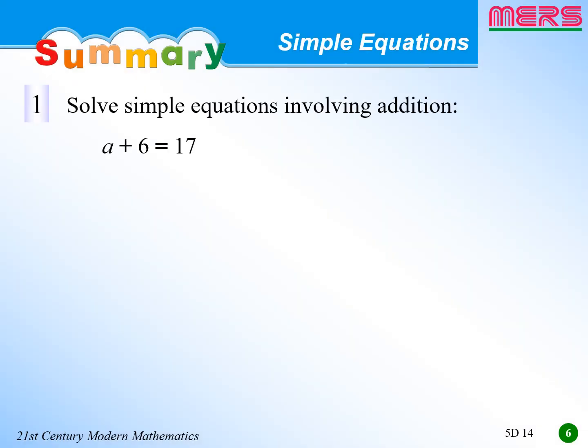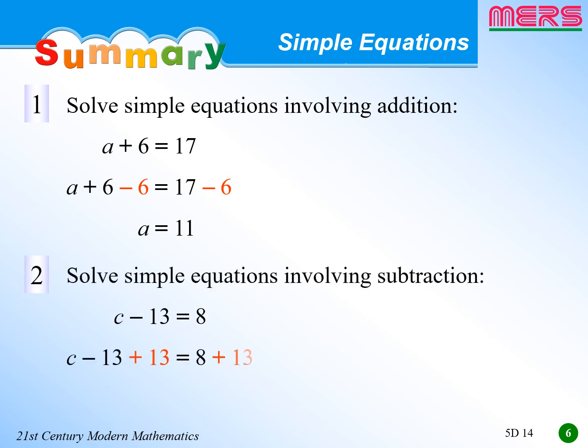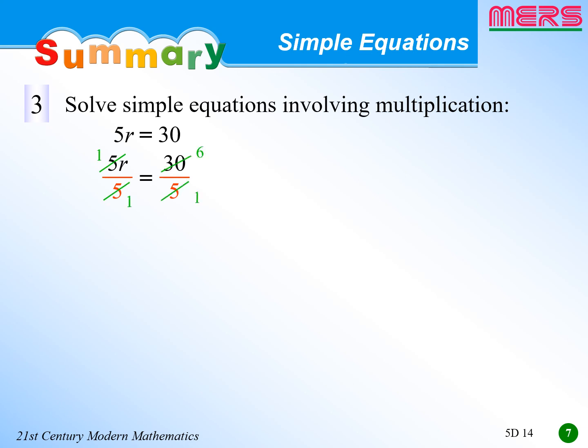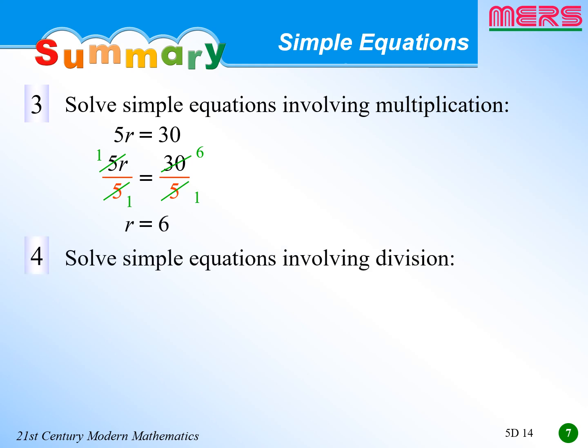So this is the summary of simple equations. For equations involving addition and subtraction, you can simply subtract or add the same number on both sides. And then for multiplication, you have to divide by the same number so that only the unknown is left on the left-hand side. And for division, this time you have to multiply both sides by the same number.